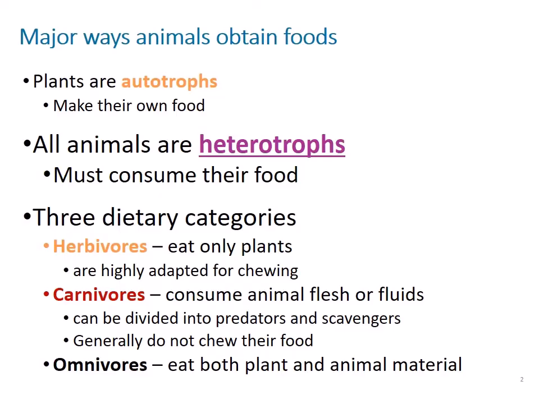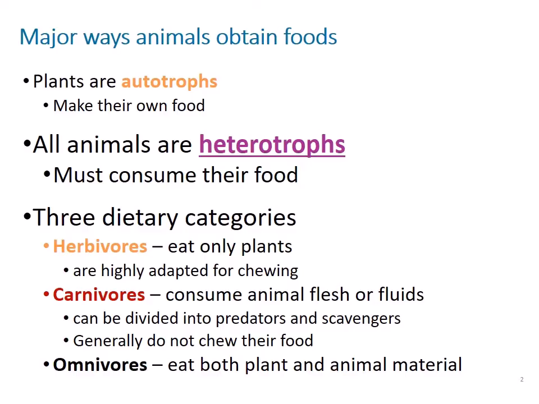So we've talked about this before, but animals are heterotrophs, meaning they have to consume their food. We can contrast this with plants, which are autotrophs, meaning they make their own organic nutrients. And three broad dietary categories for animals include herbivores, carnivores, and omnivores. And you really need to focus on the bulk of the diet here. So herbivores eat only plants. They're highly adapted for chewing.